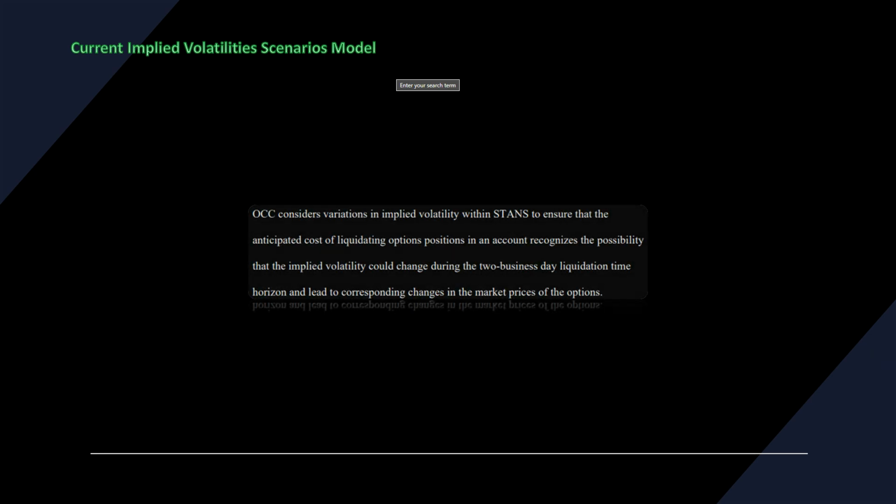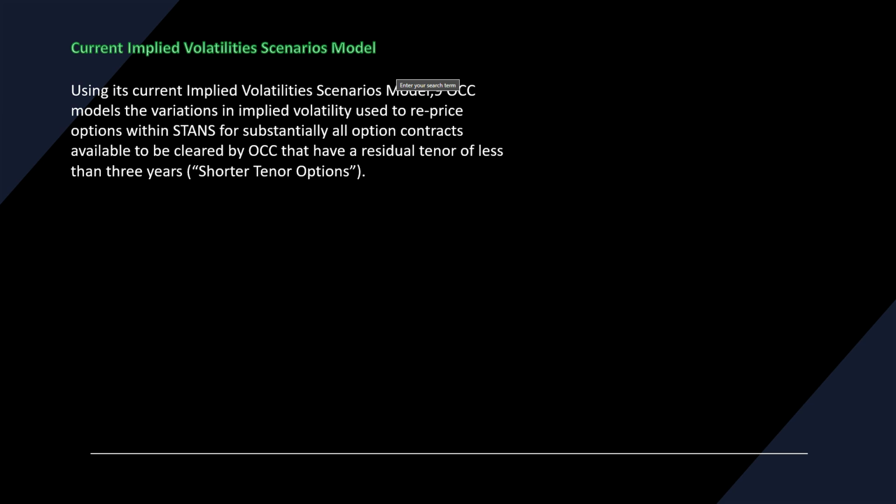OCC considers variations in implied volatility within STANS to ensure that the anticipated cost of liquidating options in an account recognizes the possibility that the implied volatility could change during the 2 business day liquidation time horizon and lead to corresponding changes in the market prices of the options. Using its current implied volatility scenarios model, OCC models the variations in implied volatility used to reprice options within STANS for substantially all options contracts available to be cleared by OCC that have a residual tenor of less than 3 years, or shorter tenor options.